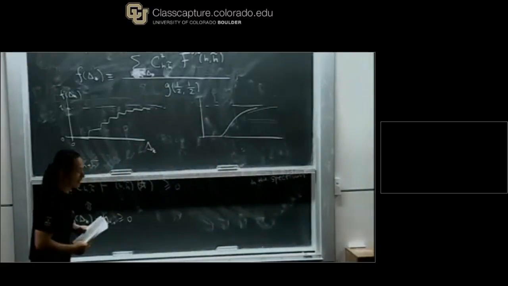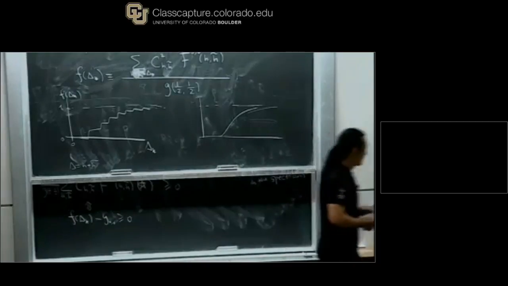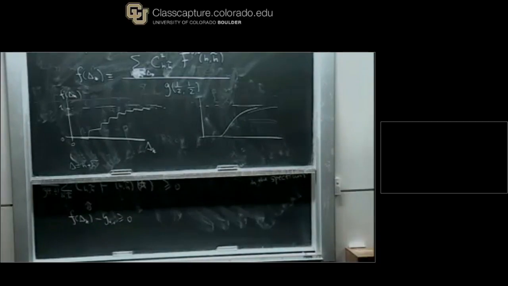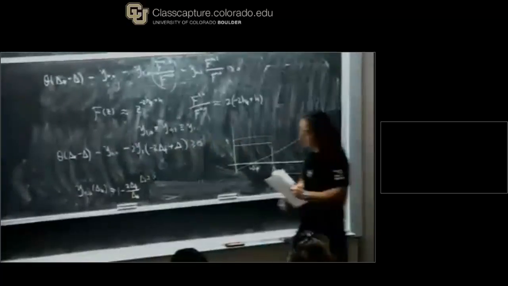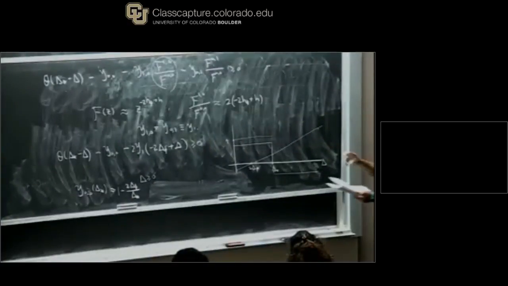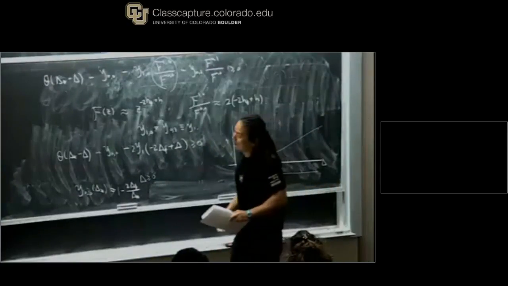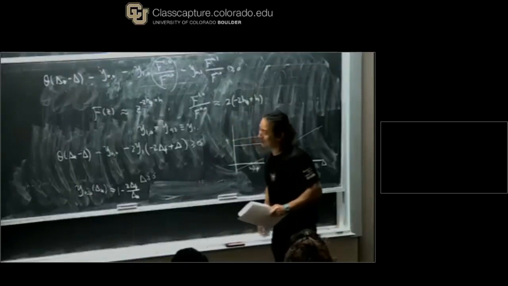Okay. This would hold everywhere, but asymptotically for large delta star, of course, it tells you that the contribution from higher and higher dimension operators to this function will be smaller and smaller. So it'll give you an estimate of the tail contribution. Unfortunately, this estimate is not very good.